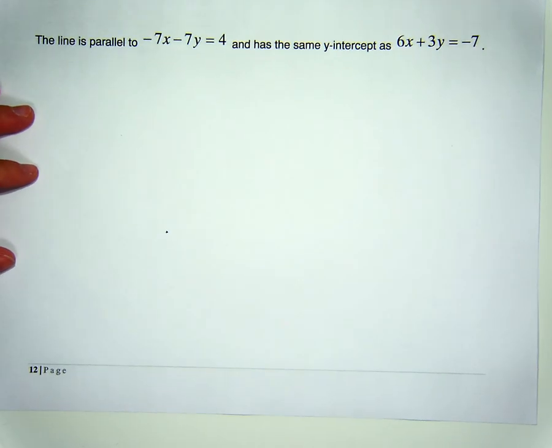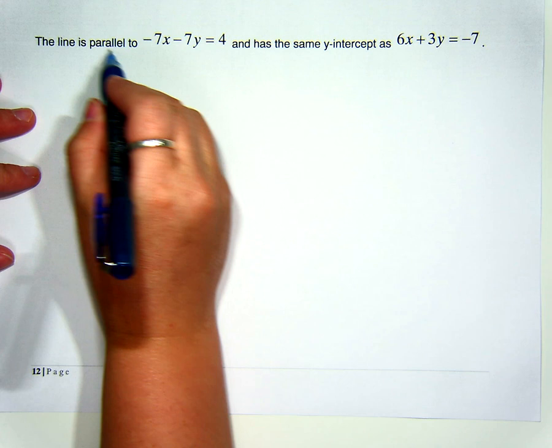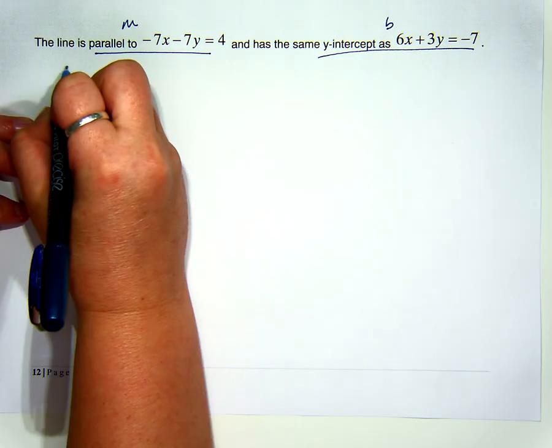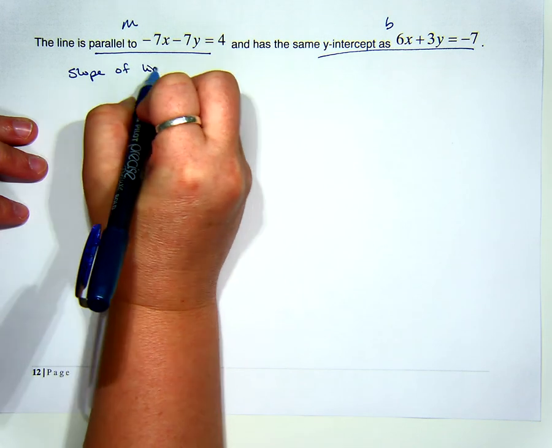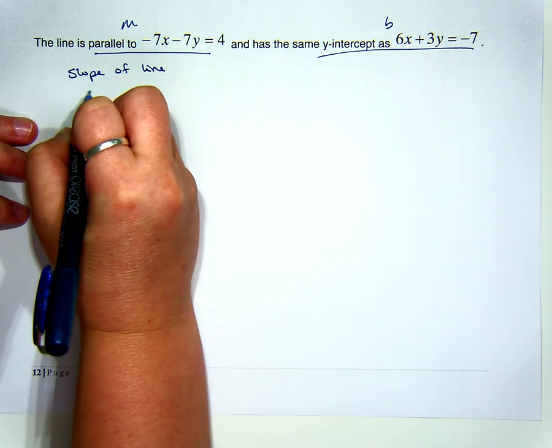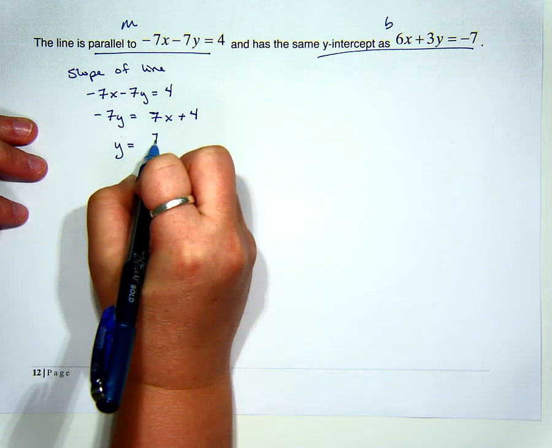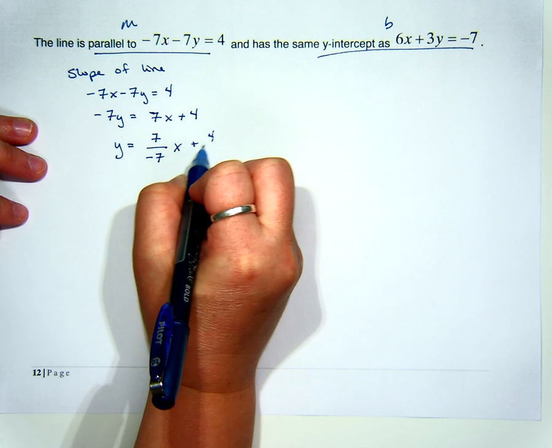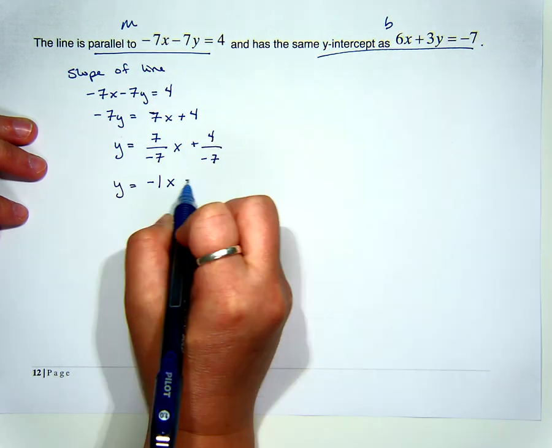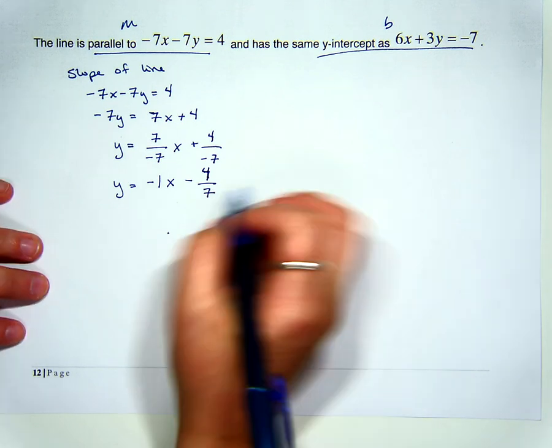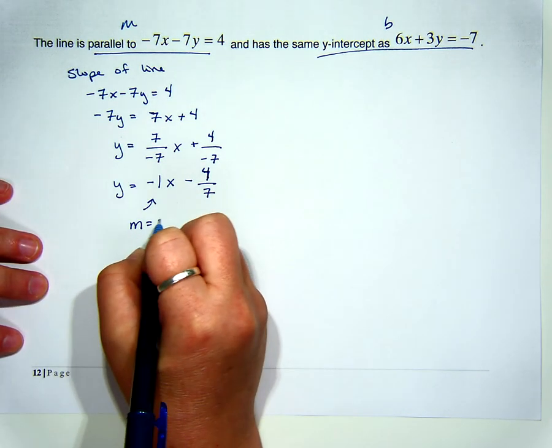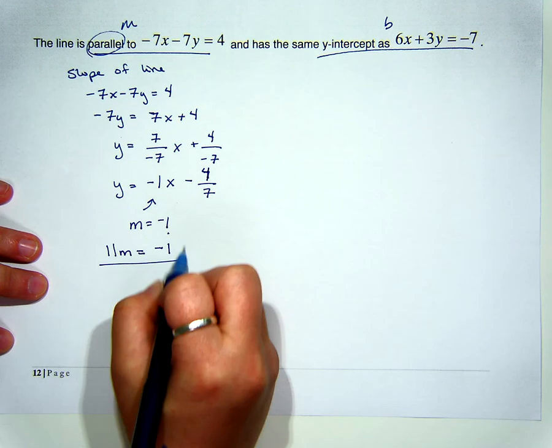The last one we're going to do is a little bit more complicated in that it's parallel to this line and same y-intercept as this one. So it wants the slope from here and the b from here. So let's find this slope. What I'm going to do is I'm simply just going to solve for y. 7 over negative 7 will give you negative 1x. The slope for this line is negative 1. I want the parallel slope. The parallel lines have the same slope, so I want my slope to be negative 1.